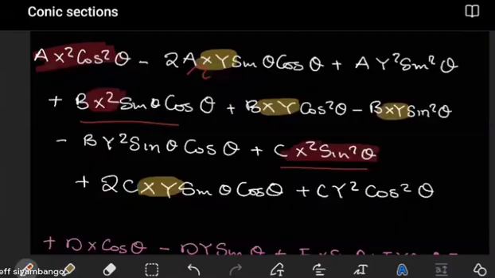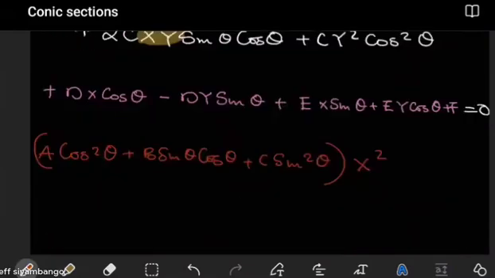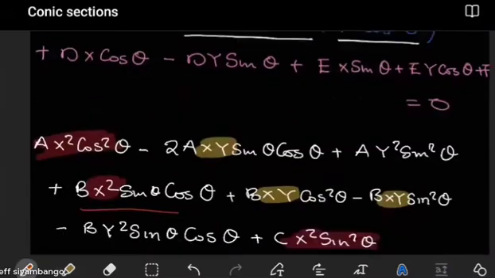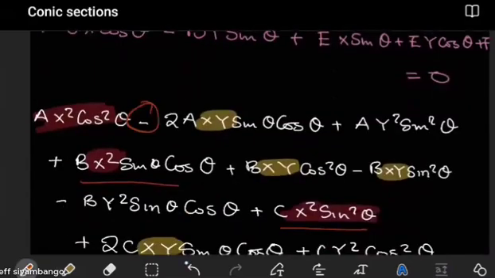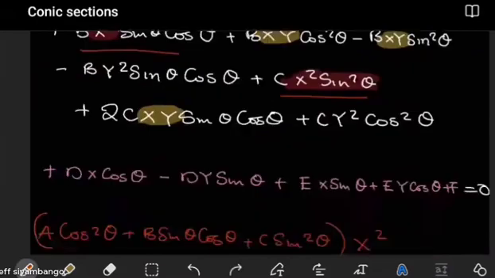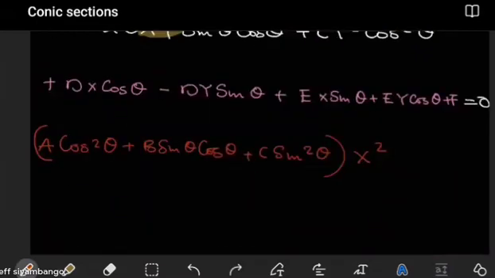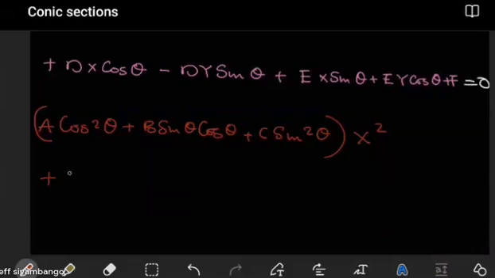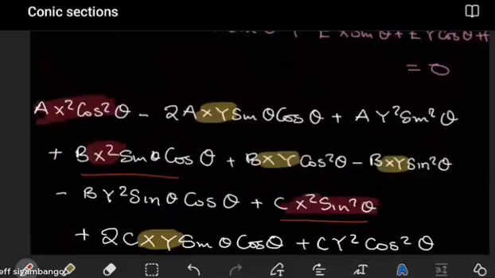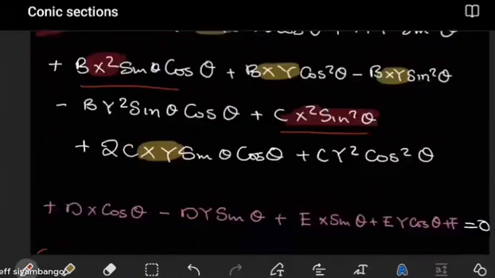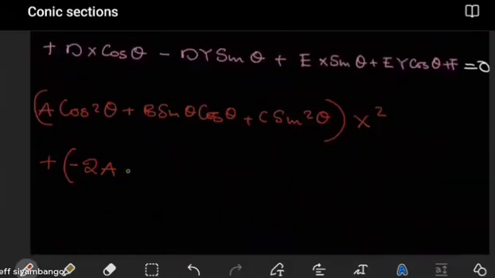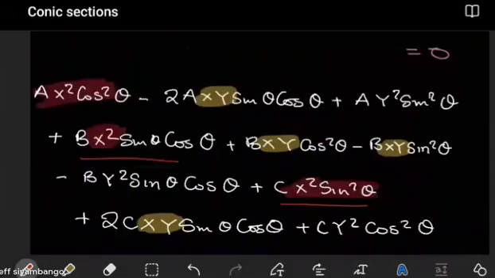The first one is 2a sine theta cos theta, and that's positive. Minus, I mean, this is minus. But I'll just write plus, so the minus will be here, minus 2a sine theta cos theta. Again, I'm factoring out the xy. That's the first term, which is this.